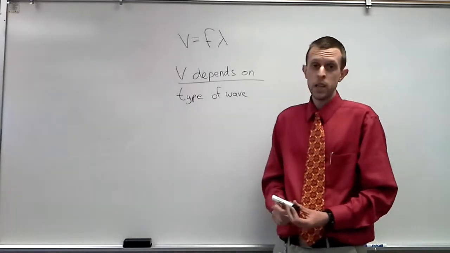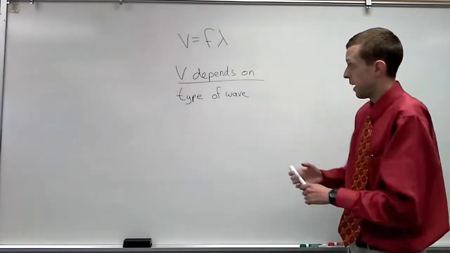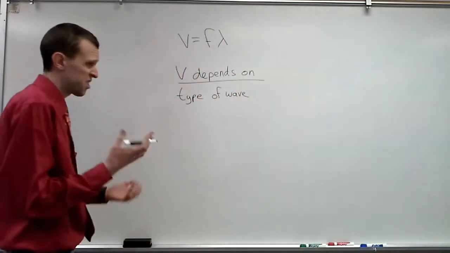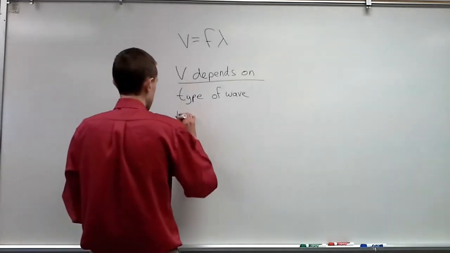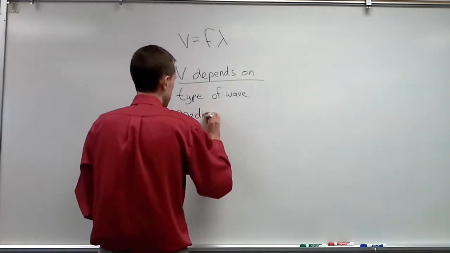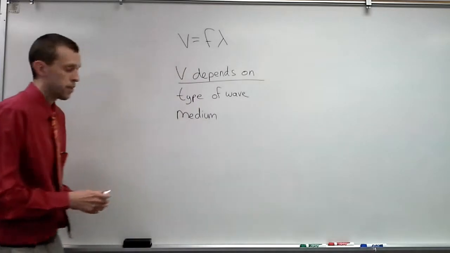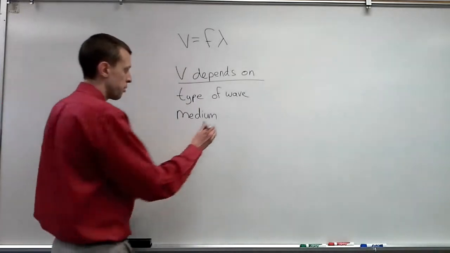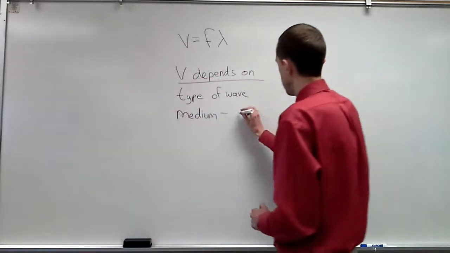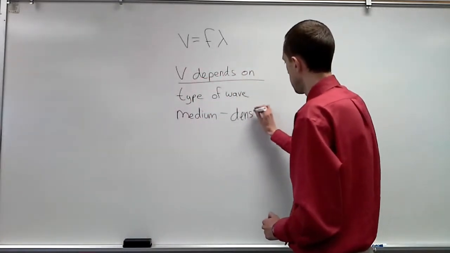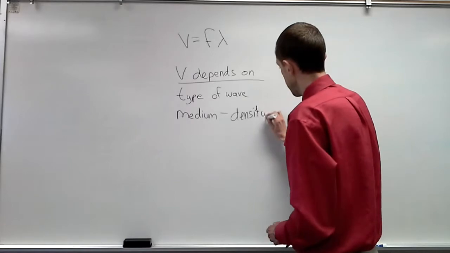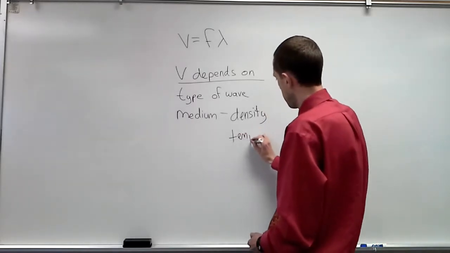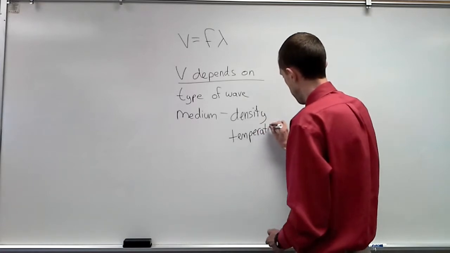because light waves travel faster than sound waves. Now, aside from the type of wave, the other thing that matters here is generally the properties of the medium, the material that the wave is going through. And so the properties that are going to be most important here are the density of the material, and then the temperature is important as well.